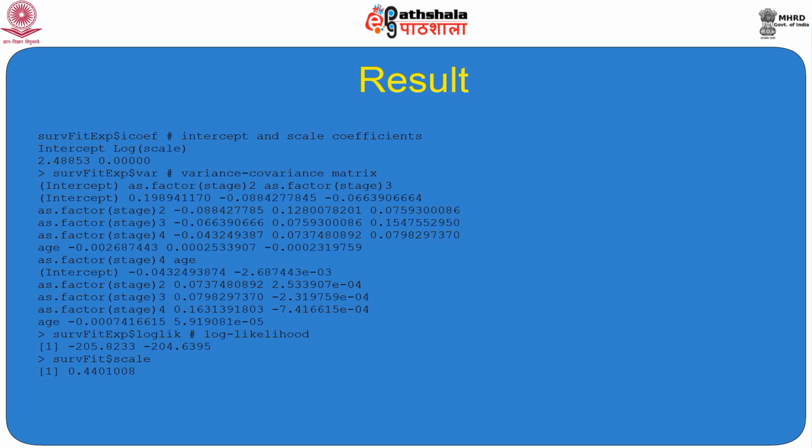It is to be noted that the variance covariance of stage 2 with respect to stage 1 is coming minus 0.08. Again, stage 3 with respect to stage 1 is coming minus 0.06, stage 4 with respect to stage 1 is coming minus 0.04, and for age it is coming minus 0.002. This way the variance covariance matrix can be obtained here, and the log likelihood, which is most useful to find out the model suitability, always comes as a negative value, and here it is coming as minus 205.82 to minus 204.63. The scale here is obtained as 0.44. This is the result.